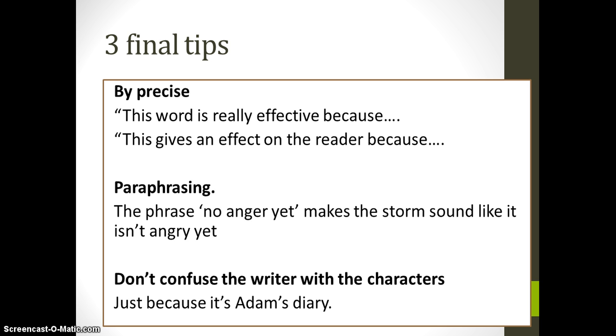And finally, don't confuse the writer with the characters. In passage A, there's always some sort of characters involved. In the example from June 2012, it is a diary told from the point of view of Adam. But that doesn't mean we should be saying things like, Adam makes the storm sound like this. Remember, it is the writer who's doing the work there. So we need to detach ourselves from the characters involved and make sure we're aware that it is the writer creating the effects. And that is it.